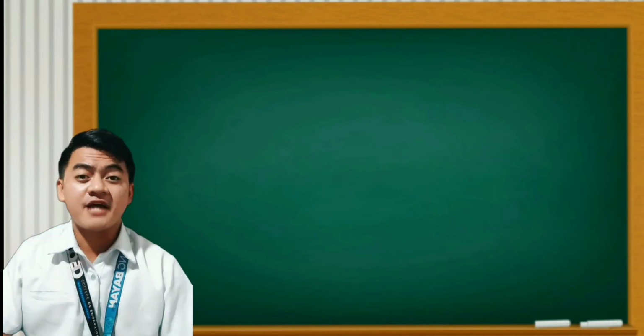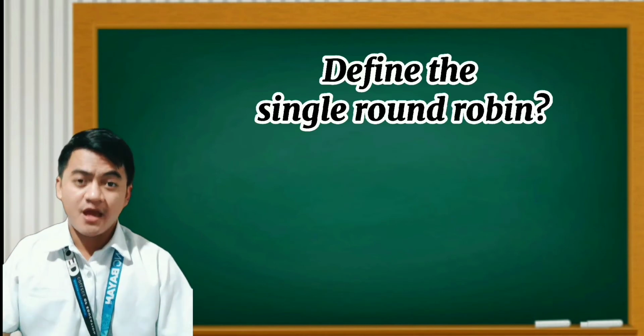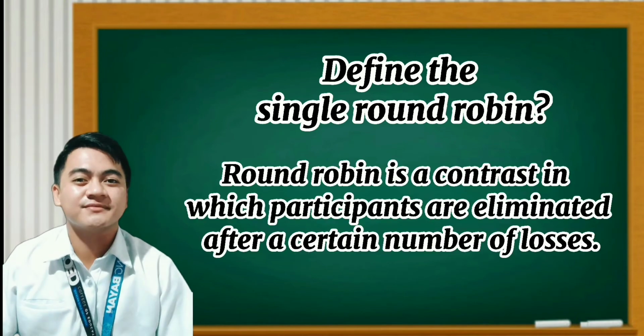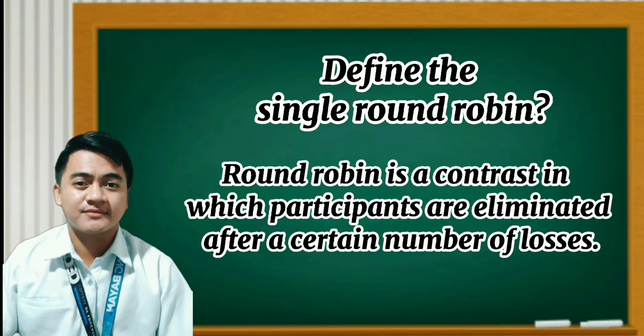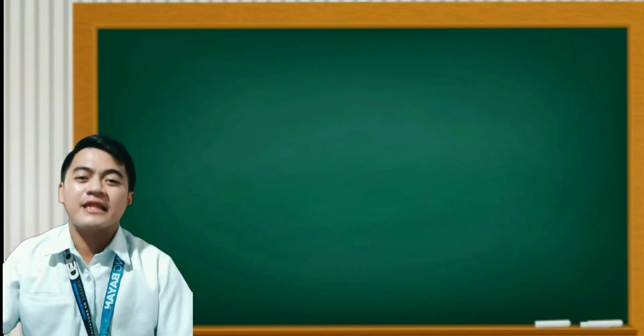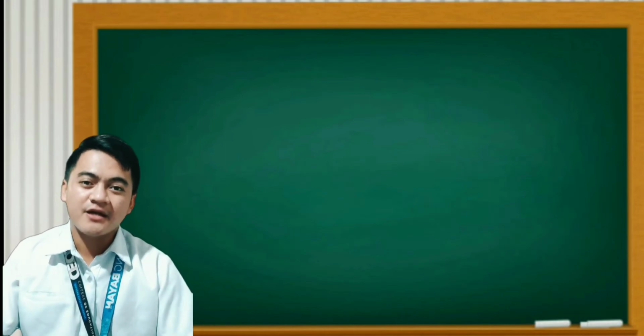Shakira, what is that question? Define what is round robin. And your answer is? Round robin is a contest in which participants are eliminated after a certain number of losses. Yes, correct. Thank you, Shakira.